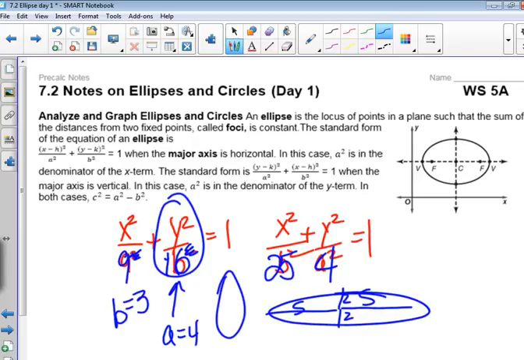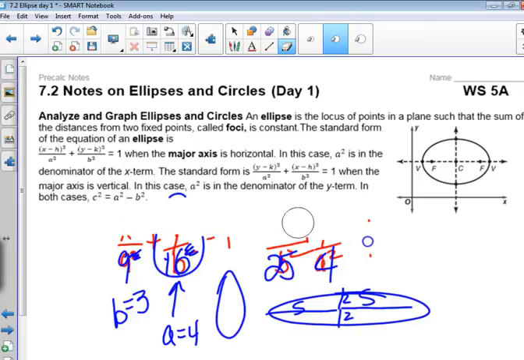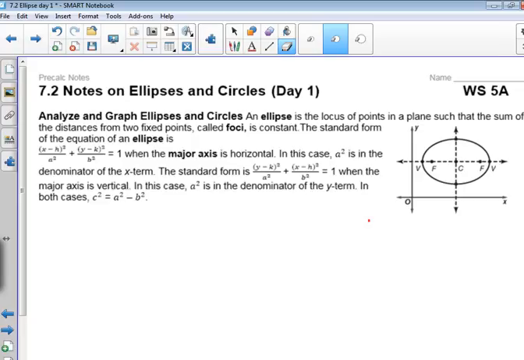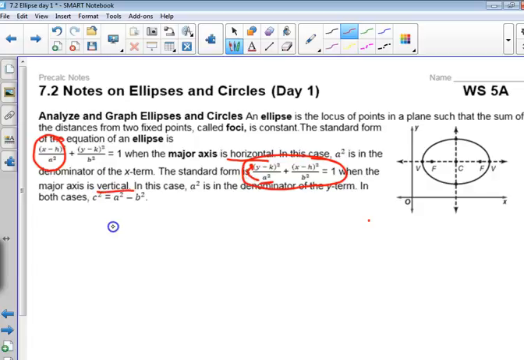All right. So we covered the idea of whether it goes up and down or across. What determines that? Okay. So this one has A underneath X. So it's horizontal. It's longer in the X direction. This one right here has A underneath Y. So it's going to be longer in the vertical direction. All right. H and K are still the center, and it's still called a center.